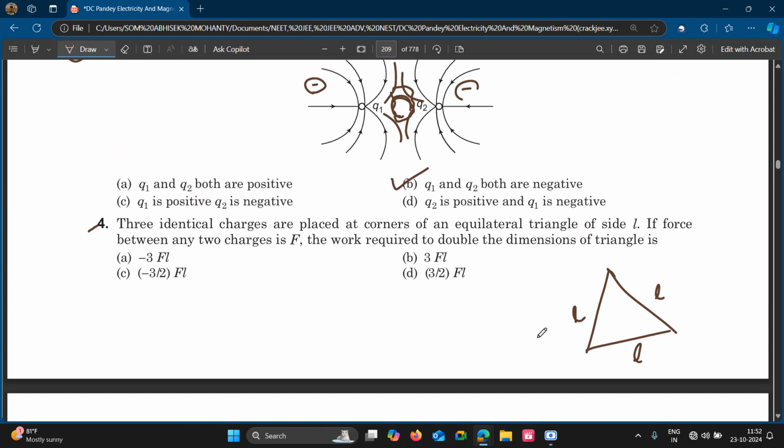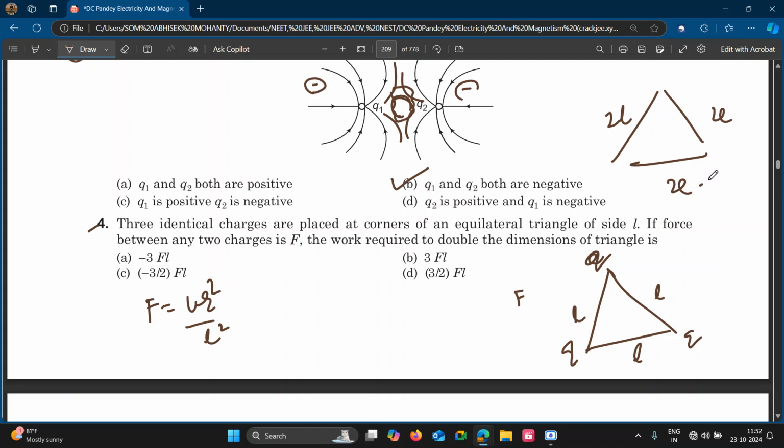Three identical charges Q, Q, Q are placed at the corners of an equilateral triangle of side L. The force between each two charges is F. F is what? F is kQ squared by L squared. What work is required to double the dimensions of the triangle? I mean, we have to make the sides 2L, 2L, 2L.